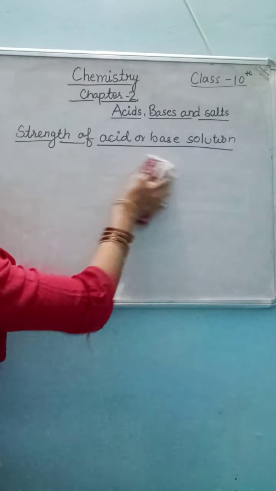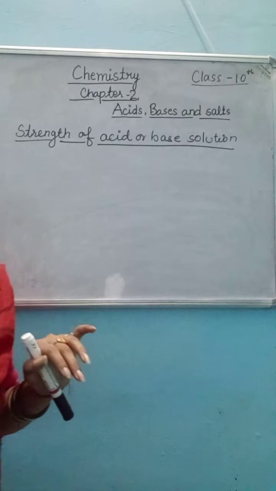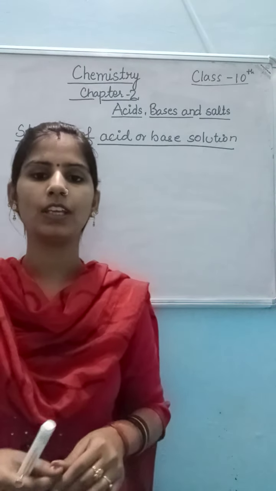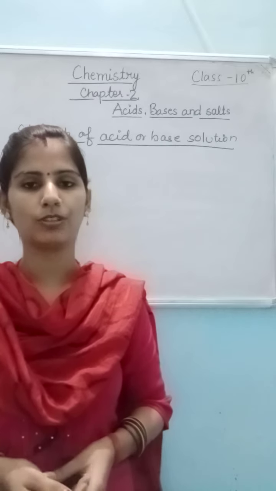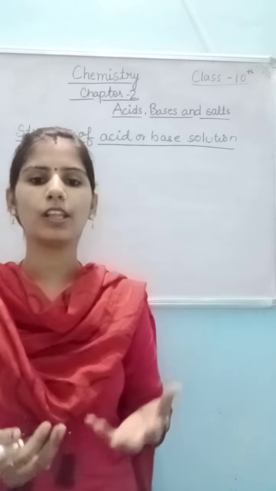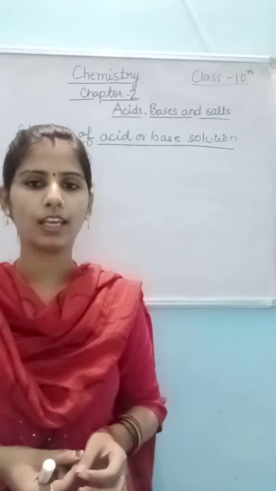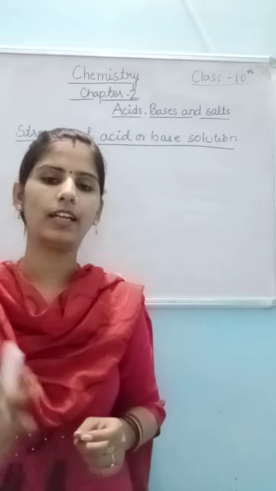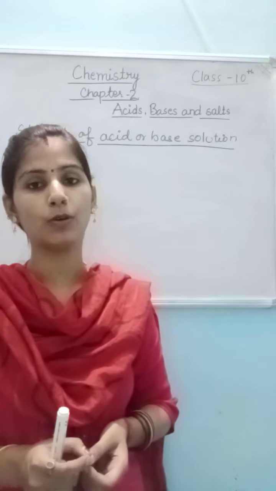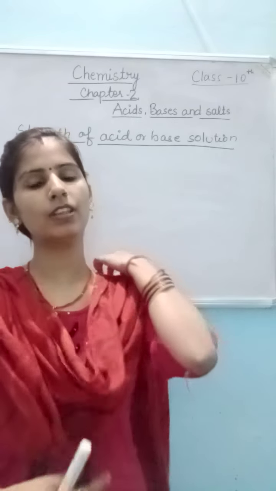So this is the pH scale, students, and the universal indicator. With the help of universal indicator we can tell whether the solution is acidic or basic. And for the pH value we use the pH scale, which starts from 0 and ends at 14. 7 is the neutral value, which is the value of water. Water's pH value is 7.